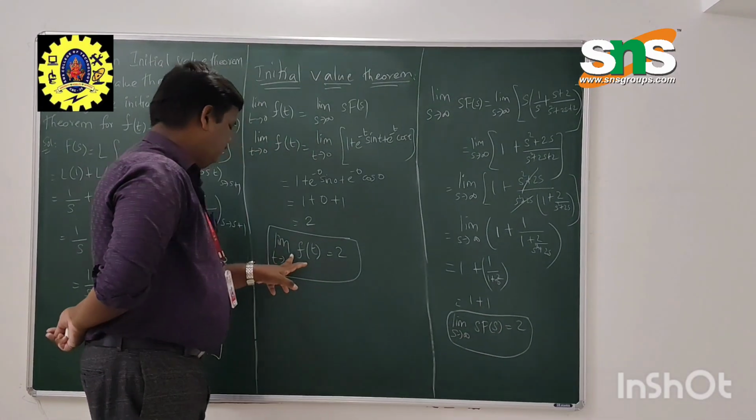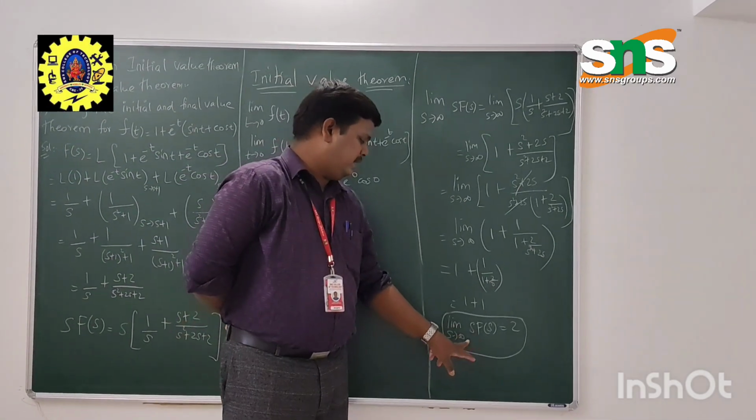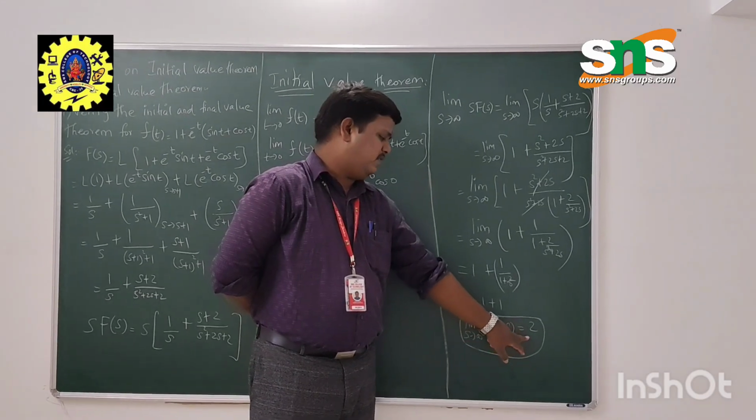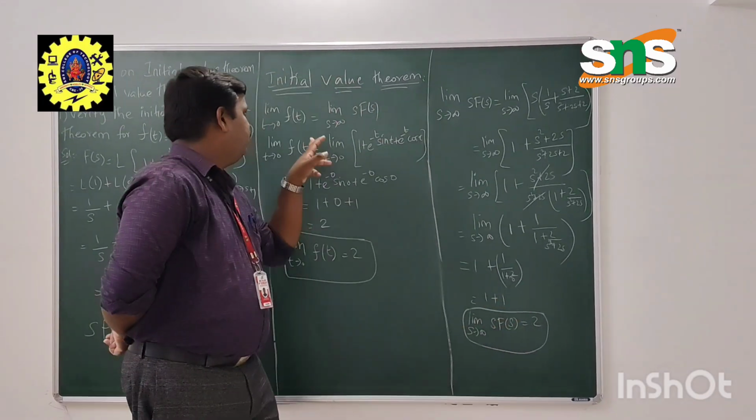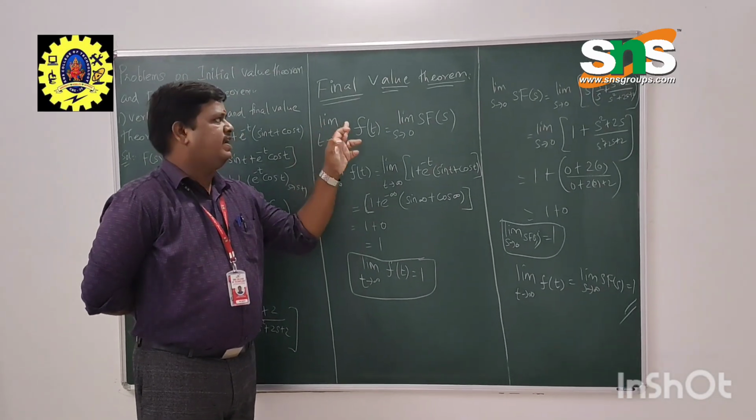So on the LHS we get limit t tends to 0, f of t is equal to 2. On the right hand side also, limit s tends to infinity, s into f of s is equal to 2. Hence the initial value theorem is verified. Next we are going to prove the final value theorem.